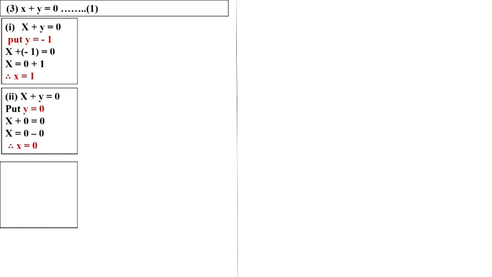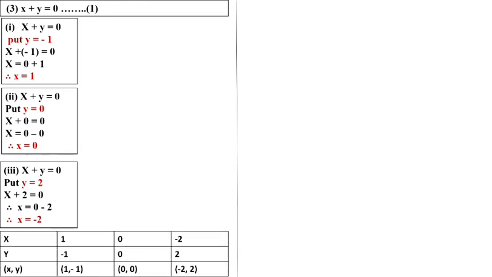The third one we are taking what? y equal to 2. So x plus 2 equal to 0. So plus 2 will go to the right side and become minus 2. So x equal to minus 2. Substitute the values in the boxes. In the same way, we will solve the second equation of question number 3.